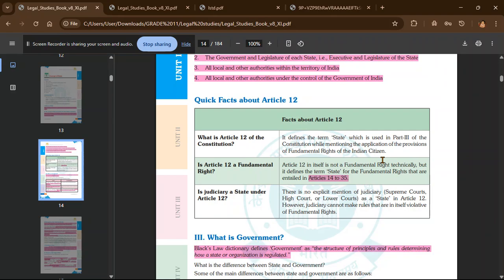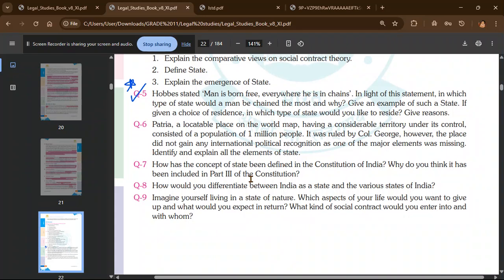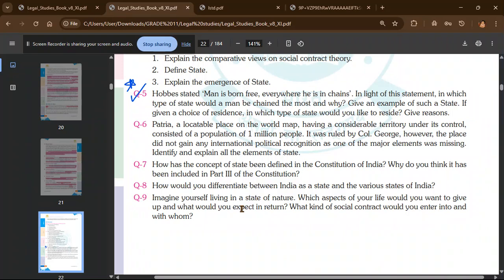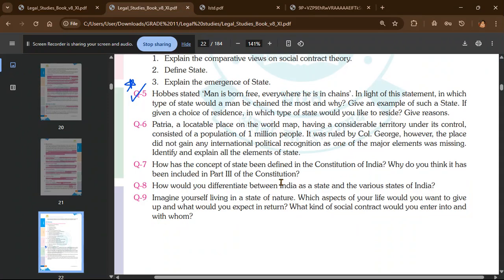All right. The next question is, how would you differentiate between India as a state and various states of India? In this you can write about India as a state and its elements, and the various states of India. I'll get back to you on the answer to this question. I have written it very nicely somewhere.